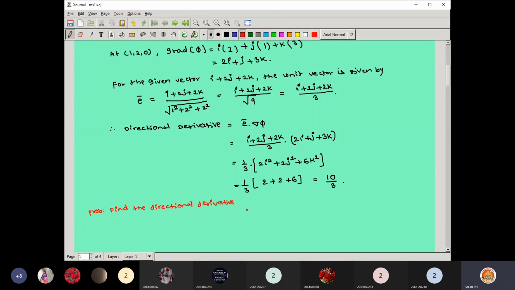Find the directional derivative of the function 2xy plus z square at the point 1, -1, 3 in the direction of i plus 2j plus 3k. Can you find out the solution for this?